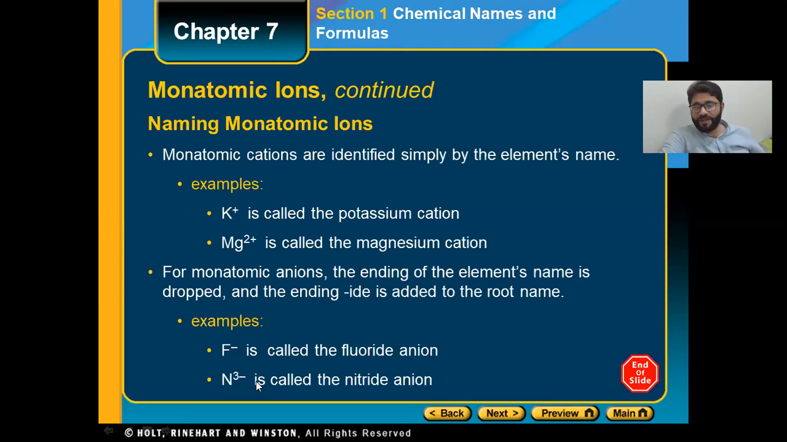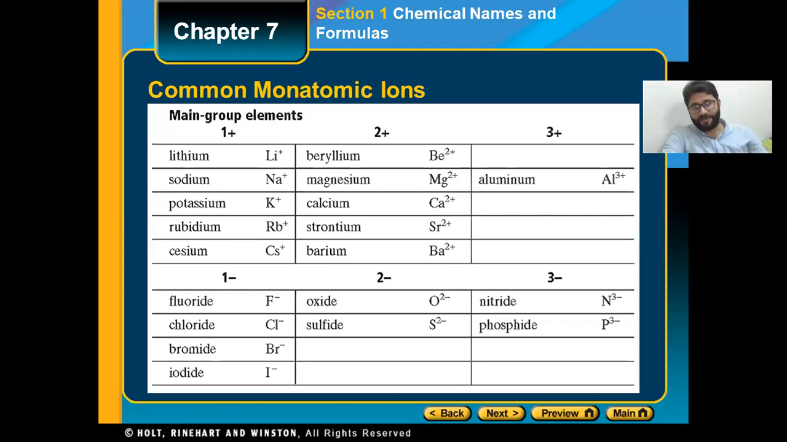If we have nitrogen, when the nitrogen gains 3 electrons, it becomes nitrogen 3 negative. So it will be nitride. Look, the name will end with IDE. Oxygen is a member of group 16. When it gains 2 electrons, it becomes O2 negative. The name will be oxide ion or oxide anion.